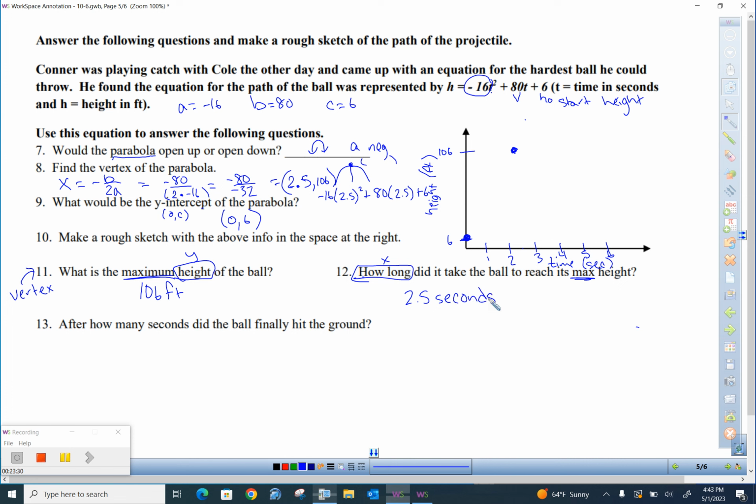Then it says, after how many seconds did the ball hit the ground? So again, they gave us some information. The ground is a y value because it's talking about the height. But from last chapter, hopefully you remember, that is always going to be 0. So our original equation, instead of this ending height of h, we're going to write 0 equals and go solve.